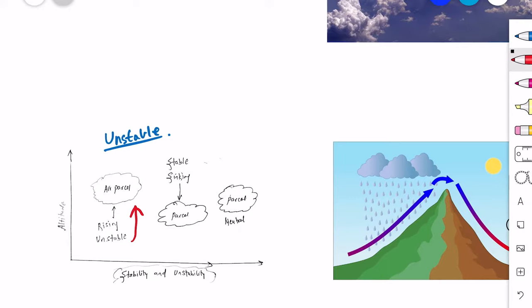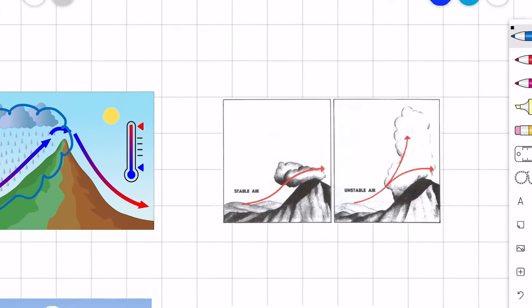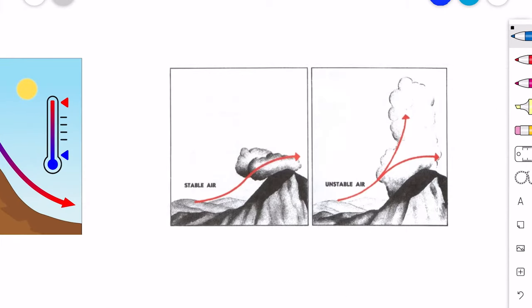The next condition is that there should be enough moisture present in the cloud for a thunderstorm formation. So like this, there's a lot of moisture over here. And the last condition is that there should be a force to push the air up. Like in this, we can see that the wind is coming from the left and it is pushing the air up. So this is another condition for thunderstorm formations.